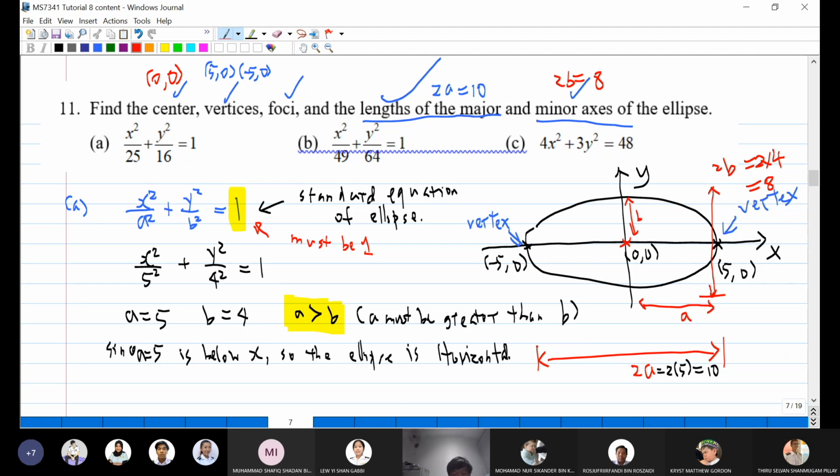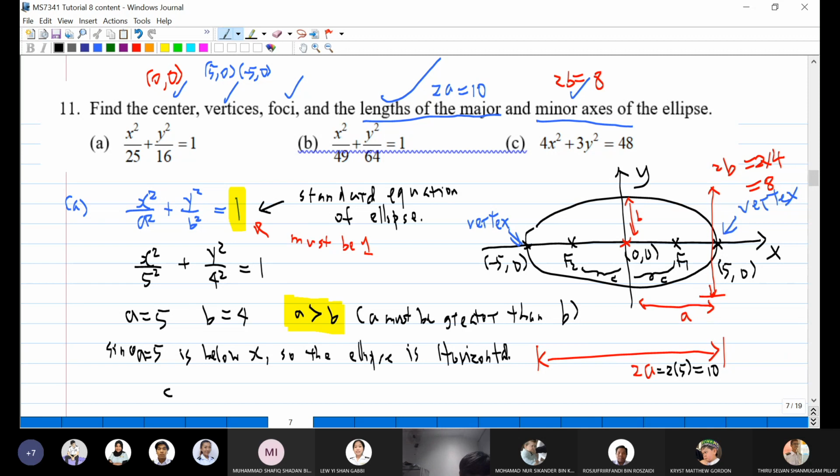Okay, now where are the foci here? This one I need calculation. The foci are always on the major axis. So somewhere here, this is F1, this is F2. Foci are fixed points, F1 and F2. So how to find the distance from the foci here? Just to recap, this one is c here, this one also c here. So how do you find the c?